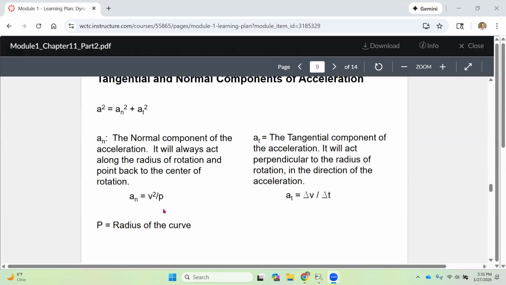Now, the normal component is always the component that goes from the point and points down towards the center of rotation, or the center of the curve. That is what is pulling it into the curve. If you recall from physics, you are accelerating when you're speeding up or slowing down, right? But you're also accelerating even if you're going at a constant speed when you are around a corner, because there's that normal component that is pulling you into that curve.